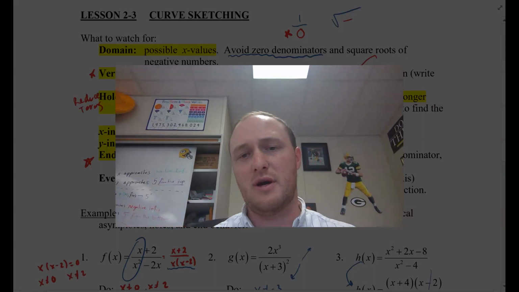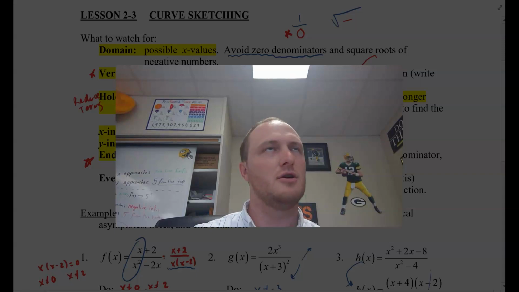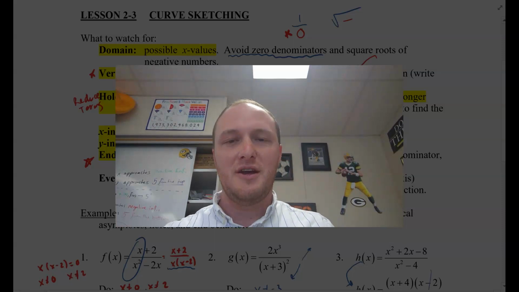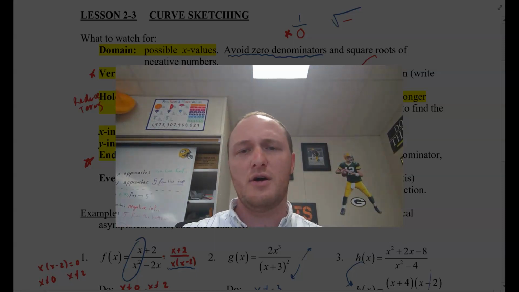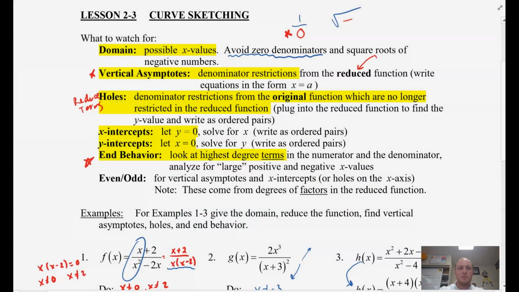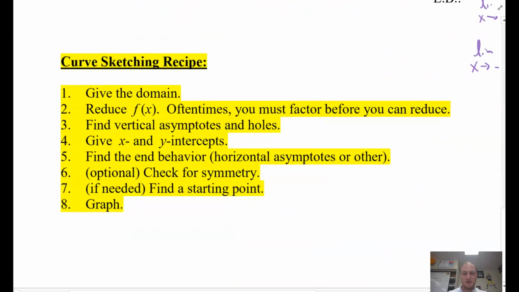We're going to talk about some curve sketching. Curve sketching can be kind of complicated, so we're going to follow a recipe, a step-by-step process, if you will, for graphing some of these curves, okay? So prior knowledge, what did we talk about? We talked about domain, asymptotes, and holes, right? The discontinuities graphs have. And then we looked at end behavior. So what is this recipe or step-by-step process that I'm referring to?